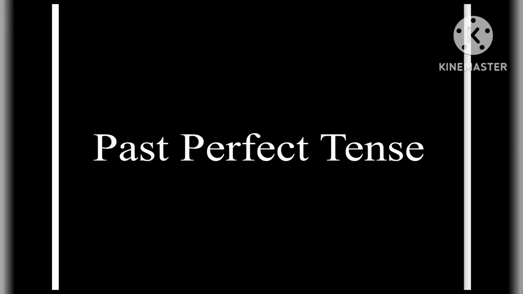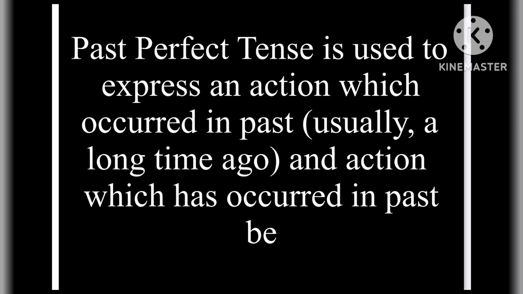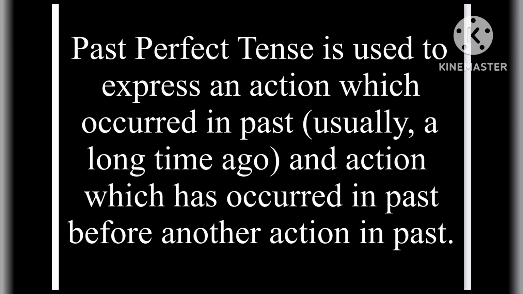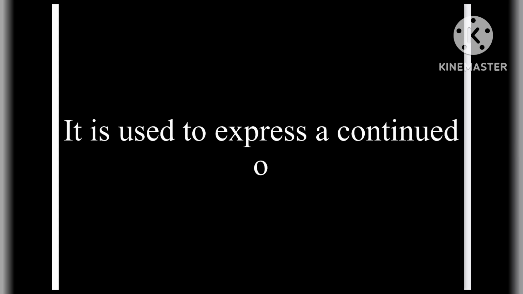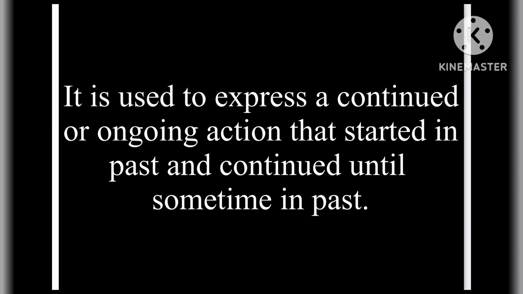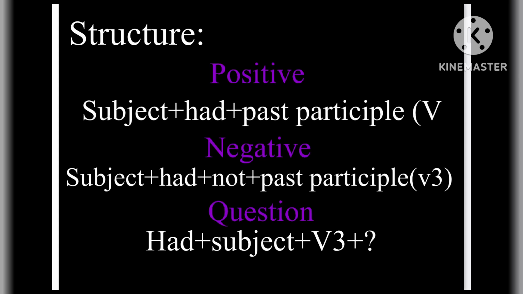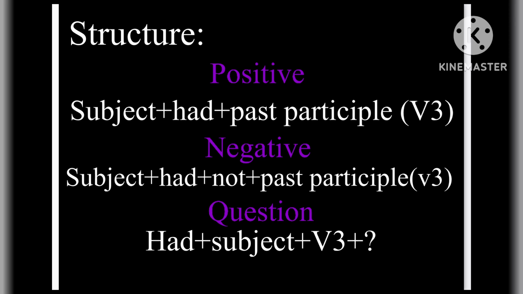Next, past perfect tense. Past perfect tense is used to express an action which has occurred in the past, usually a long time ago, and an action which has occurred in the past before another action in the past. It is used to express a continued or ongoing action that started in the past and continued until some time in the past. Structure for past perfect tense: subject plus had plus past participle V3 form of the verb.